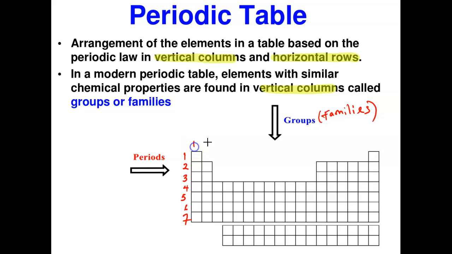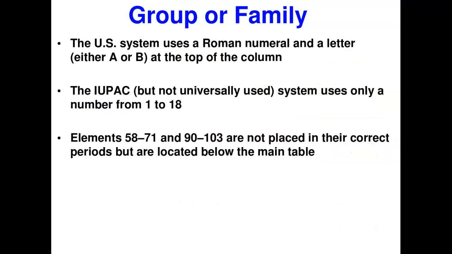If you go from here, this is column 1, column 2. This will be column 3. We're going to have column 4, column 5, column 6, column 7, column 8, column 9, column 10, column 11, column 12. Then this will be 13, 14, 15, 16, 17, and 18. That is why we have 18 columns, which corresponds to the 18 groups or families of elements in the periodic table. So this is the basic arrangement of the modern periodic table.